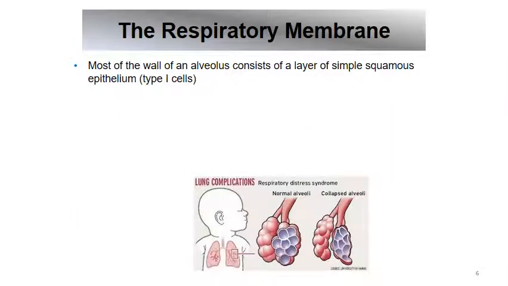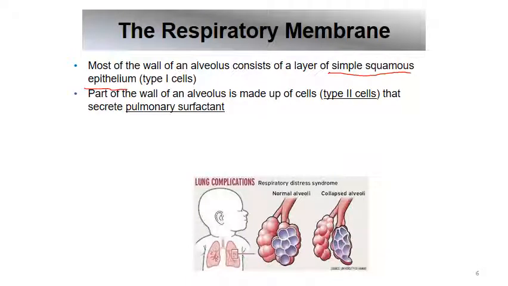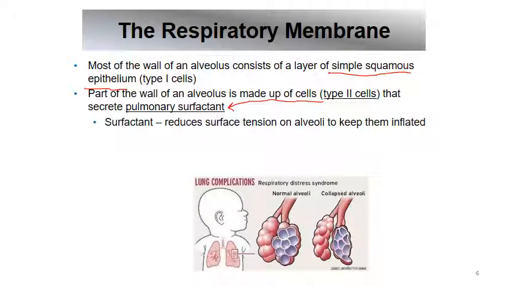Next, with the alveoli. Alveoli actually have these two types of cells. Most of the cells are made up of simple squamous epithelium. But there are also these type 2 cells. Know that the type 2 cells are the ones that make surfactant. And know that the surfactant reduces surface tension on the alveoli to keep them inflated. Without surfactant, the alveoli end up just kind of wrinkling and closing up.